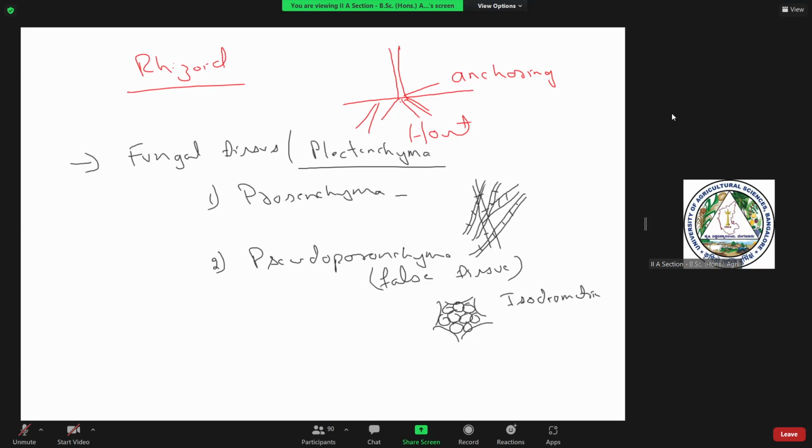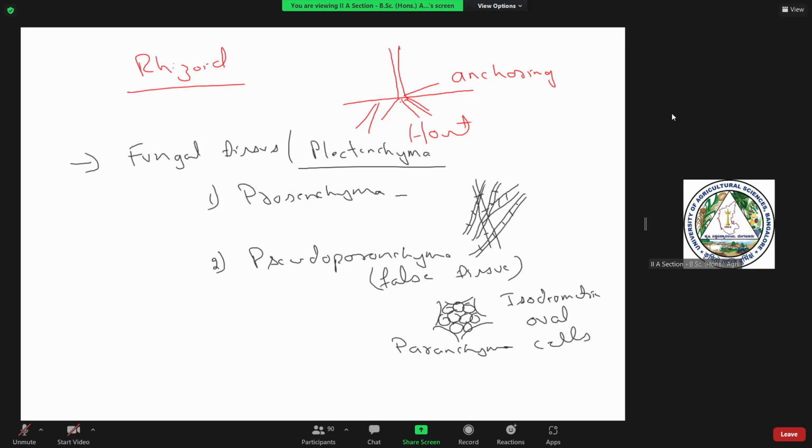More or less isodiametric, and they resemble the parenchyma cells of vascular plants. So the pseudoparenchyma is close packed, more or less isodiametric or oval shaped, resembling the parenchyma cells of your vascular tissues or the vascular plants.